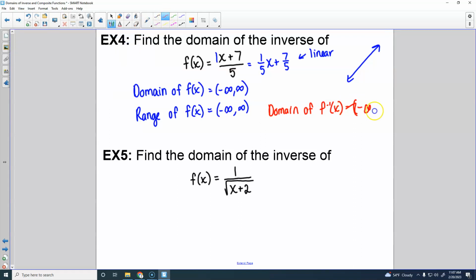Negative infinity to positive infinity. There. The tricky thing about that one, particularly when you see it on a quiz where everything's mixed together, is recognizing that it's linear, because it looks rational the way that it's written.